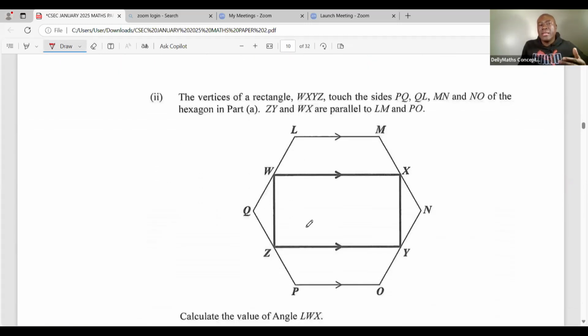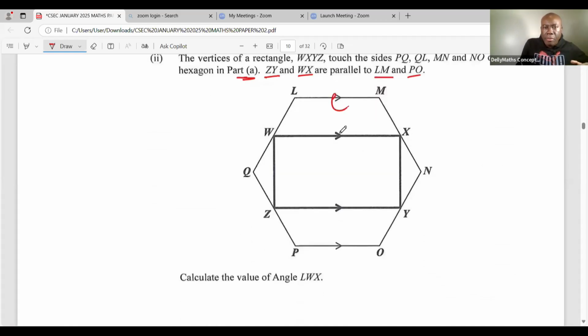The next part says that the vertices of a rectangle WXYZ touch PQ, QL, MN, and NO of the hexagon in part. So we still have the same hexagon, and then you have a rectangle inside, as you could see. We are told that ZL, ZY, and WX are parallel to LM and PO. Here is our parallelism going on here. All these lines are parallel, which means that I could cruise through. Whenever we have parallel lines, we can get away with a lot of stuff.